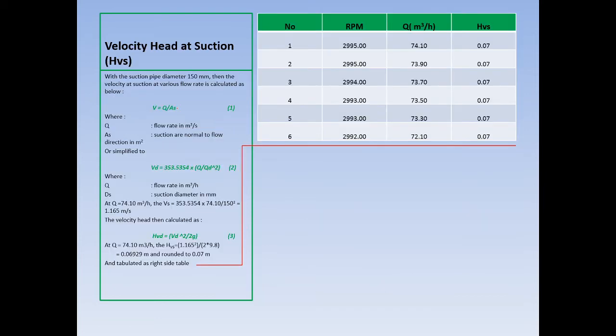So from this point of view, data first, 73.35. At that 73.35 meter cubed per hour, after throttling, you have to calculate the velocity at the suction, and then we have the velocity head. It's easy. You can easily define this velocity head with this formula, or in this table. So the velocity head is around 0.07.